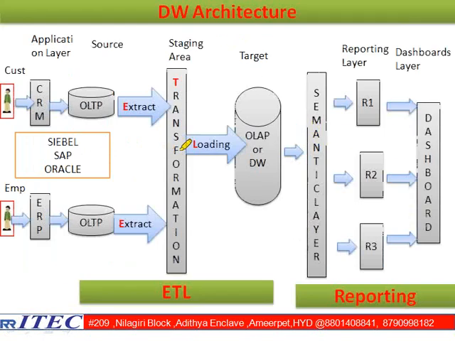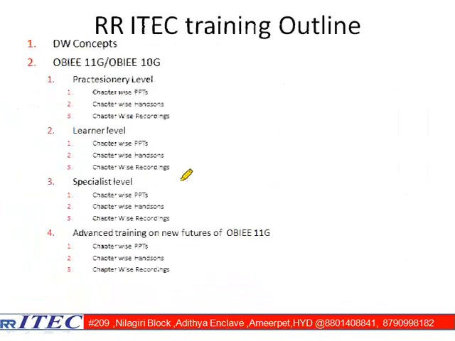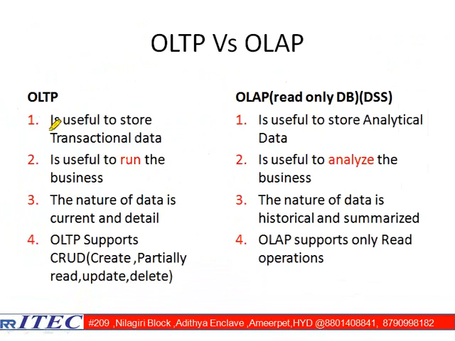Now, if you go and see these three points, they commonly come here also, and opposite to these three points, here we are storing analytical data. This is useful to analyze our business, whereas OLTP is useful to run our business. OLTP stores current and detailed data; OLAP is the opposite: historical, and summarized instead of detailed. So these three points I derived from yesterday's points only.